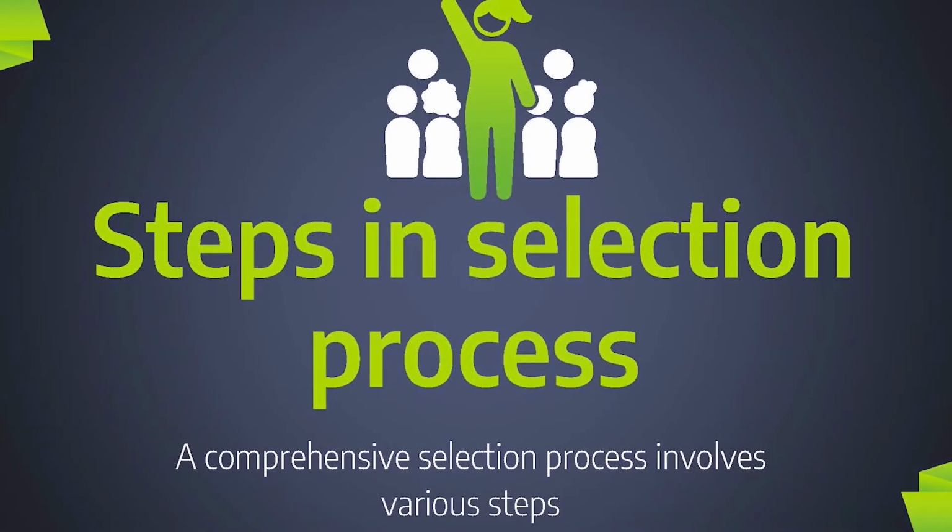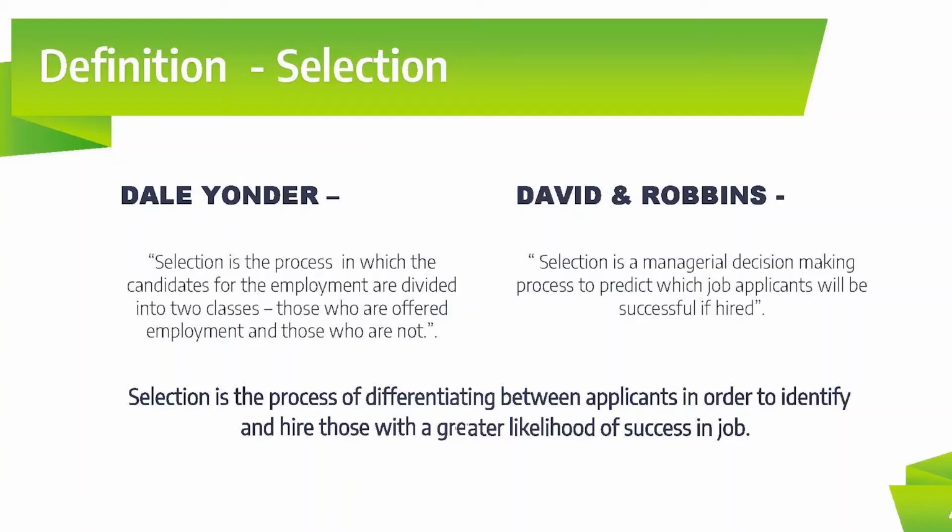A comprehensive, that means a complete, selection process includes various steps. Selection is a process of choosing the most suitable person for the vacant position in the organization. Now let us see the definition given by the authors of Personnel Management and Industrial Relations. Let's look at the definition given by Dale Yoder.